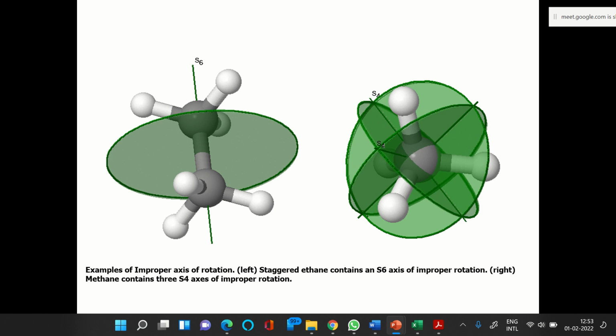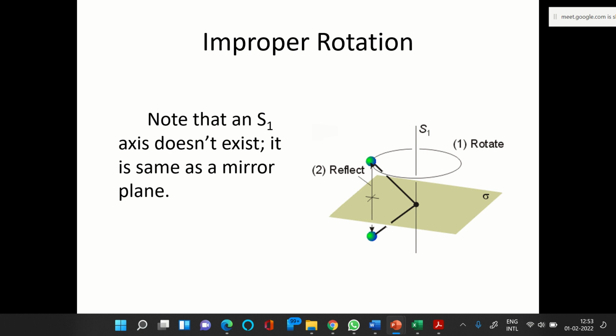A combination of C6 plus sigma h is there. Similarly, in case of methane, you do not have a C4, you do not have a sigma h. There is no sigma h plane in methane, but the combination of sigma h and C4 is giving an equivalent structure, and this is what we call improper rotation.